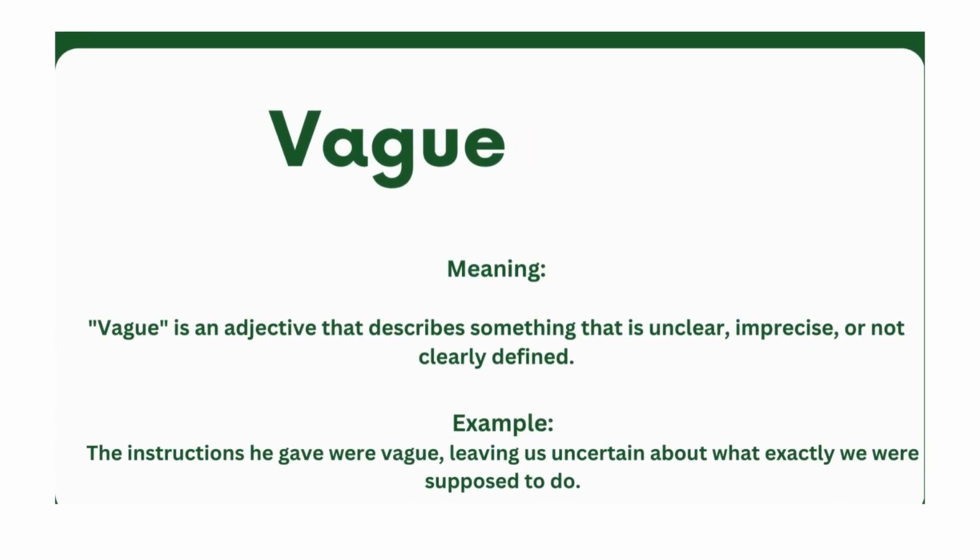Vague. Meaning. Vague is an adjective that describes something that is unclear, imprecise, or not clearly defined. Example. The instructions he gave were vague, leaving us uncertain about what exactly we were supposed to do.